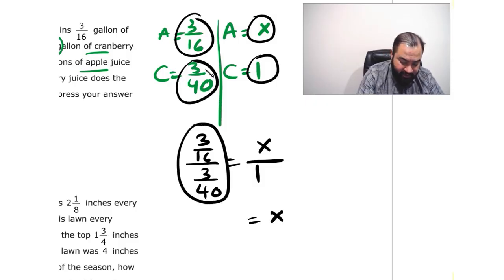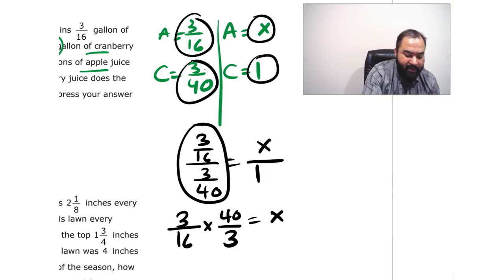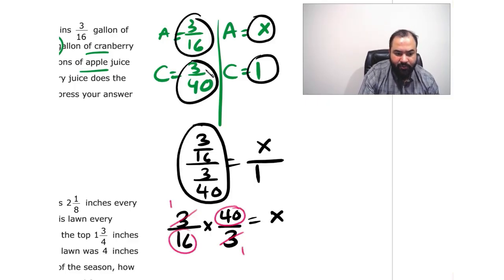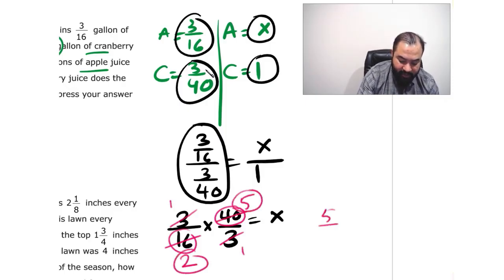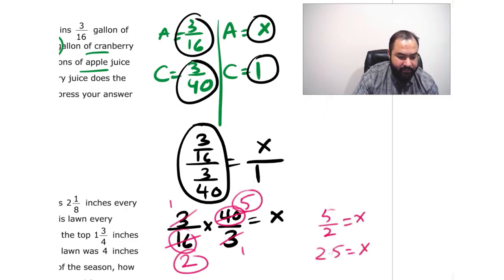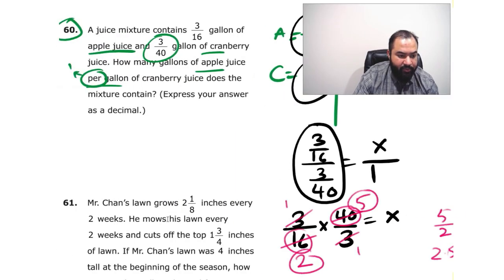So I just have to divide these two, keep change flip. So 3 over 16 times 40 over 3. Now remember I showed you how to simplify. Can I simplify this 3 with this 3, like divide both of them by 3? Yes, I get a 1 and a 1. Can I simplify 16 with 40? I could simplify by 2, or I could do by 8. So 16 divided by 8 is 2. 40 divided by 8 is 5. So it's just 5 over 2, and that's x, right? So 5 over 2 is just 2.5. That's it. Simple proportion.